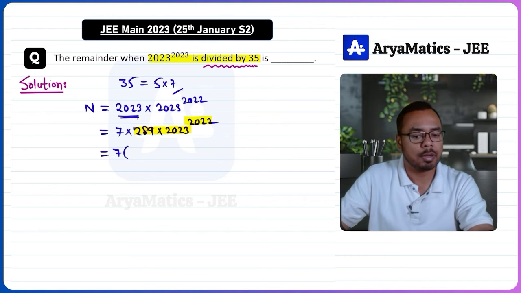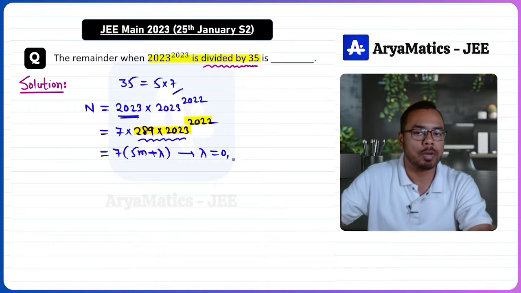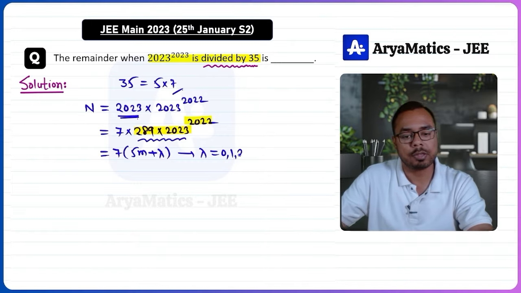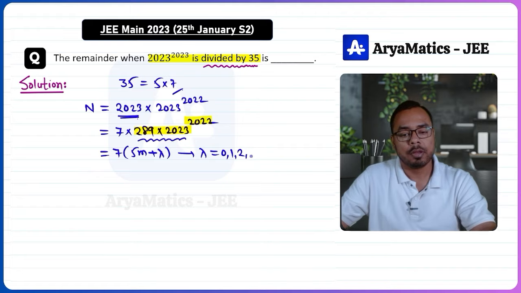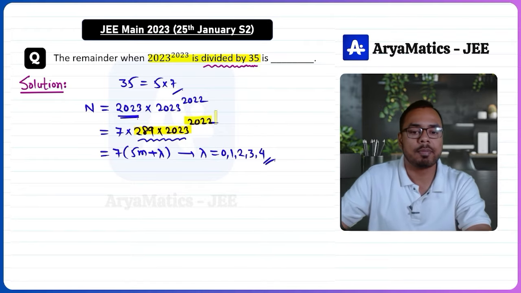Now our aim will be to write this number as a multiple of 5 plus something, right? 7 we already have outside, and if I can write the rest of this number as a multiple of 5 plus some number lambda, where lambda can take any value between 0 and 4, that is, lambda will be either 0, 1, 2, 3 or 4, because if we are dividing a number by 5, then you can have a remainder between 0 and 4.